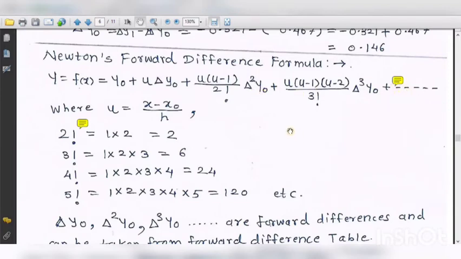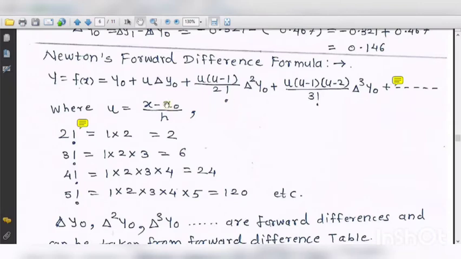Okay, let us go to the example. So now this formula is clear, I think. So this formula contains all the forward differences of the function: y0, delta y0, delta square y0, delta cube y0, and the values of u, the terms of u.